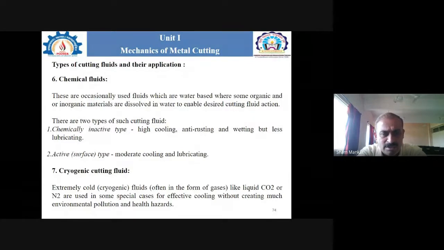It is a cryogenic cutting fluid, extremely cold, as we know. Extremely cold fluids like liquid CO2 or N2 are used in some special cases for effective cooling without creating much environmental pollution and health hazard. So as we know, whenever we consider selecting any kind of cutting fluid, we have seen from 1 to 7.